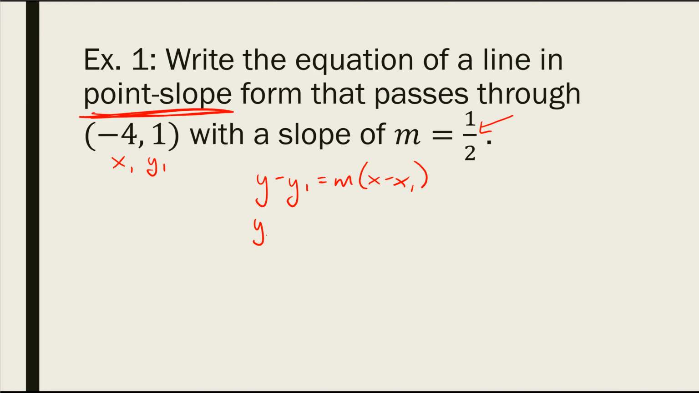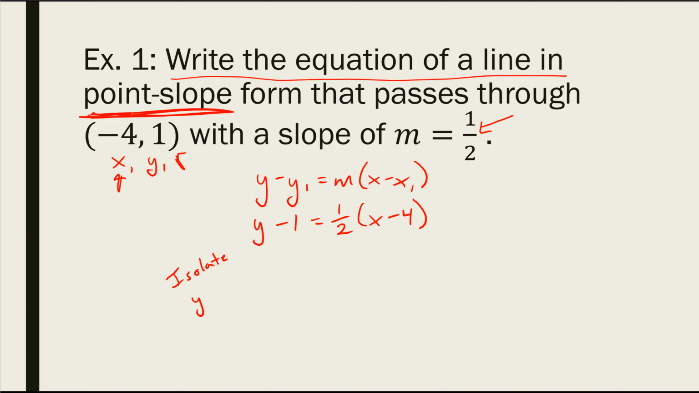So y minus my y1, which is 1, equals m, 1/2, times x minus x1, which is 4. So that's an equation of my line. I'm already done. Typically, though, we like to isolate the y. It's very good to isolate the y. For this problem, I suppose you wouldn't need to because it does say write the equation of a line in point-slope form. So this would be my final answer, but I'm going to show you how to isolate the y because we'll be using it later on.